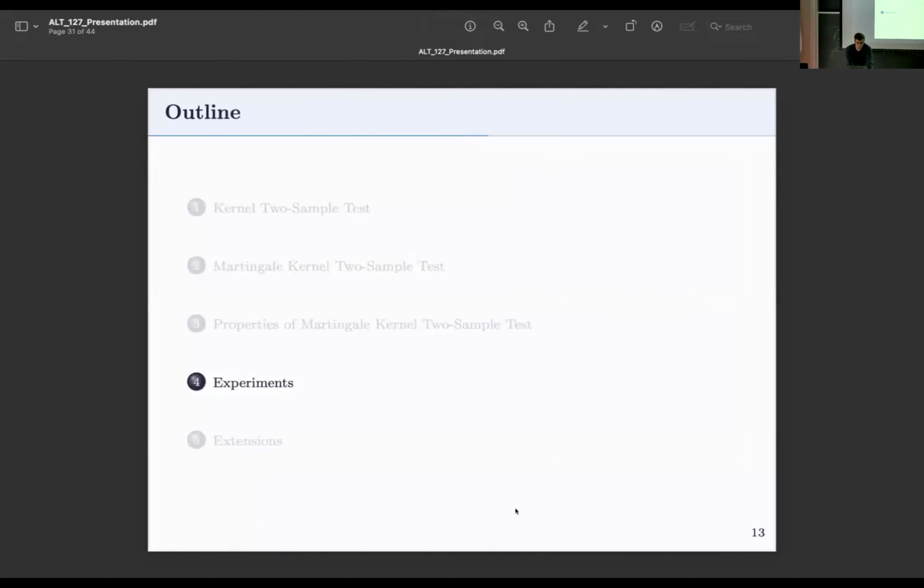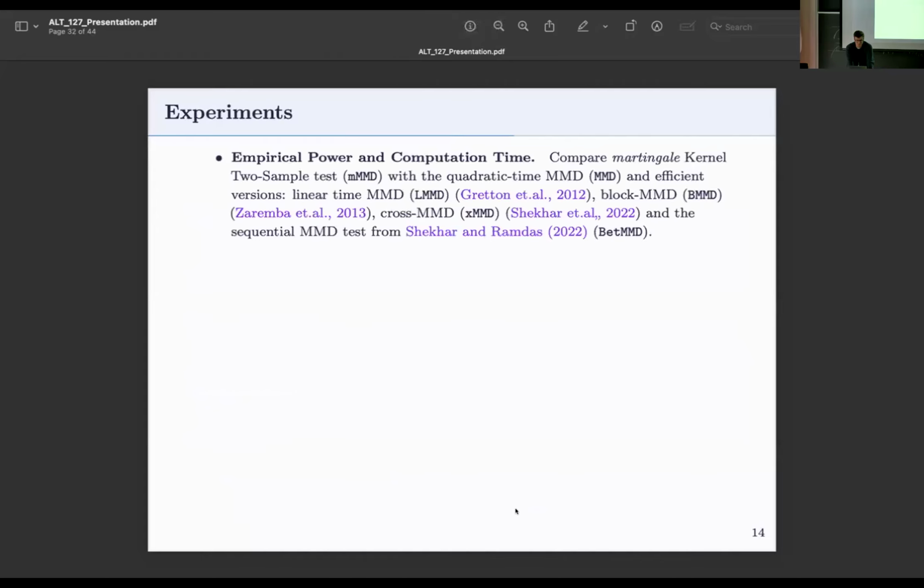All right, so we love experiments in this conference, so I'll go ahead and show you some experiments. The authors compared the Martingale MMD with the classical quadratic time MMD and other efficient versions, which include the linear time MMD, the block MMD, the cross MMD, and a sequential version of the MMD that is done by betting.